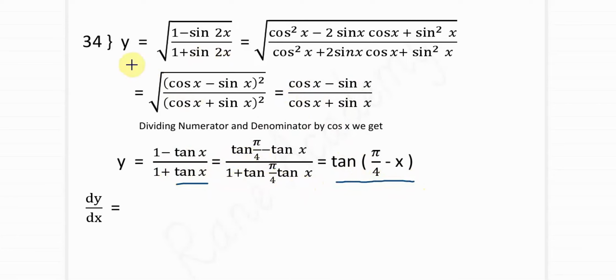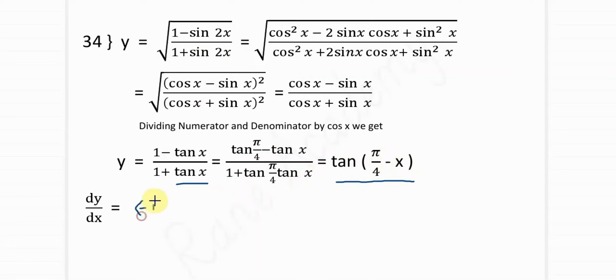Now we differentiate. The outermost function is tan of (pi by 4 minus x). Inside we have pi by 4 minus x. So we differentiate the innermost function. Pi by 4 is a constant, minus the derivative of x, which is 1. So here we get minus 1.